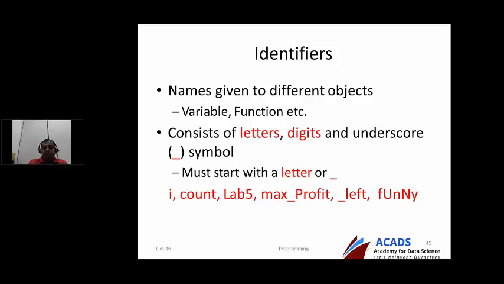Examples of valid identifiers are i, count, Lab5 where L is capital. So you can use capital letters or small letters, and you can mix them. Max_profit_left, funny, and so on. Examples of invalid identifiers are 5j, which starts with a digit. Similarly, min profit: an identifier cannot contain a space in between. And similarly, lab.7: an identifier cannot contain a dot.